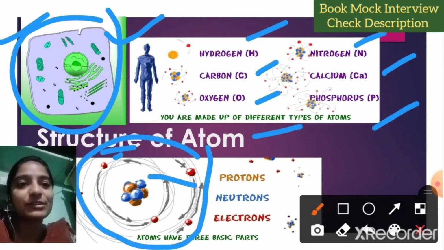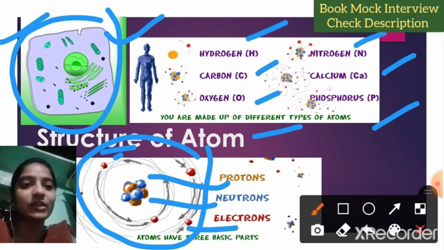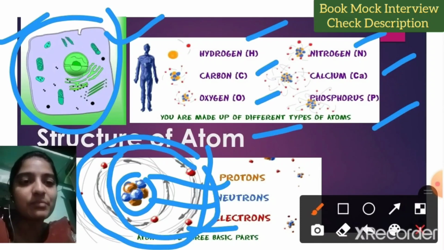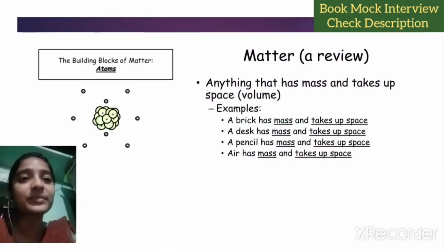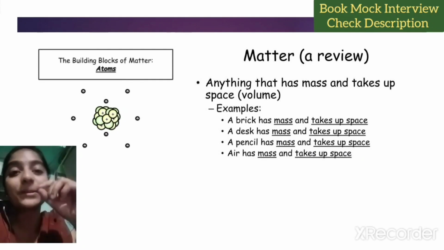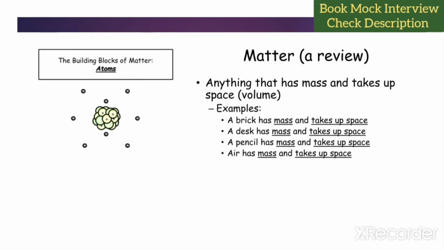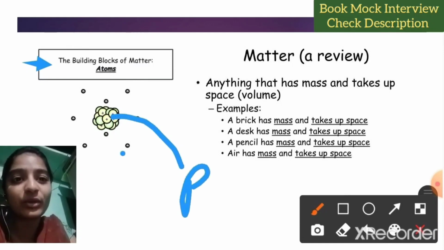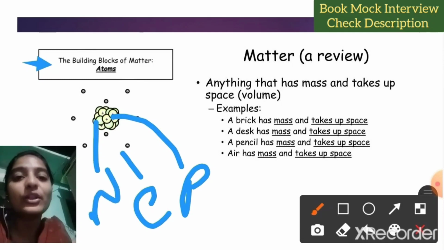It consists of protons, neutrons, and electrons. Protons and neutrons are located at the center, the nucleus, and electrons keep on revolving around the nucleus. Then coming to the main topic of the video, how cells keep dividing and make a body, even atoms make matter. Atoms are the building blocks of matter. This positive charge is known as a proton, this negative charge is known as an electron, and this no charge is called a neutron.